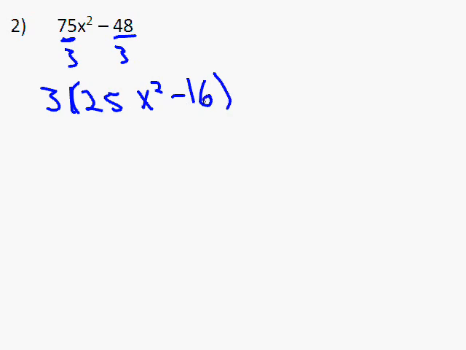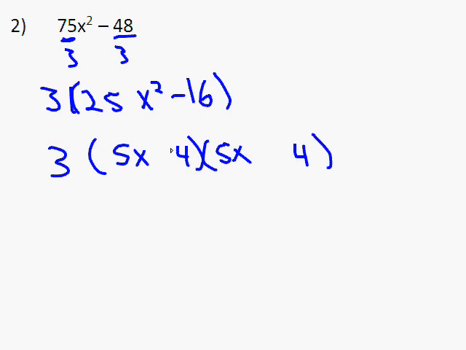For our second example, you would have noticed that both of them were divisible by 3, giving you 3 and then 25x squared minus 16. And you notice that was a difference of squares, so the square root of 25x squared is 5x. The square root of 16 is 4. So you get 5x plus 4 and 5x minus 4.